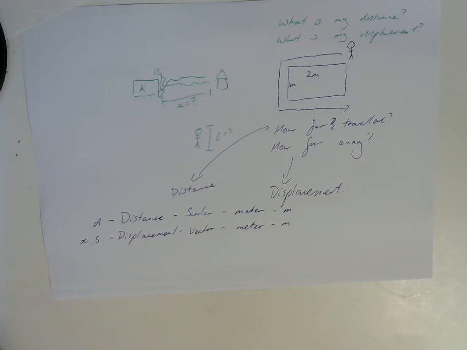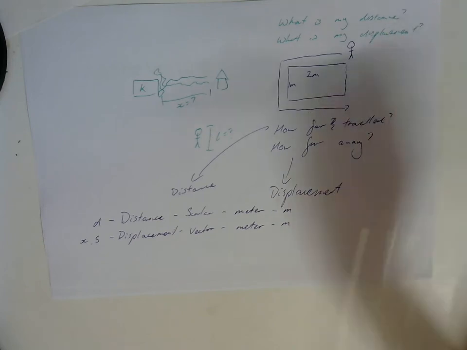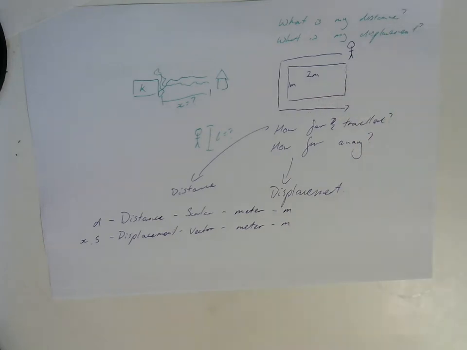So I'm going to give you a couple of seconds. I'll pause the video please and work out. In this situation here, I've walked around my desk. What is my distance? How far have I travelled? What is my distance? And then finally, what is my displacement from where I originally started?